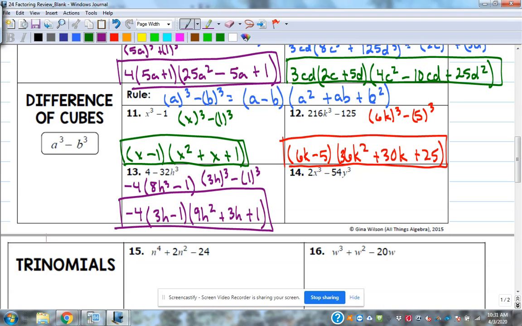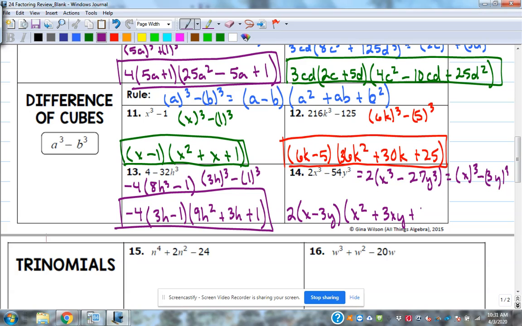Number 14, GCF of a 2. And then we've got x cubed minus 27y cubed, which is x to the third minus 3y to the third. We've got the 2, x minus 3y, x squared plus 3xy plus 9y squared.